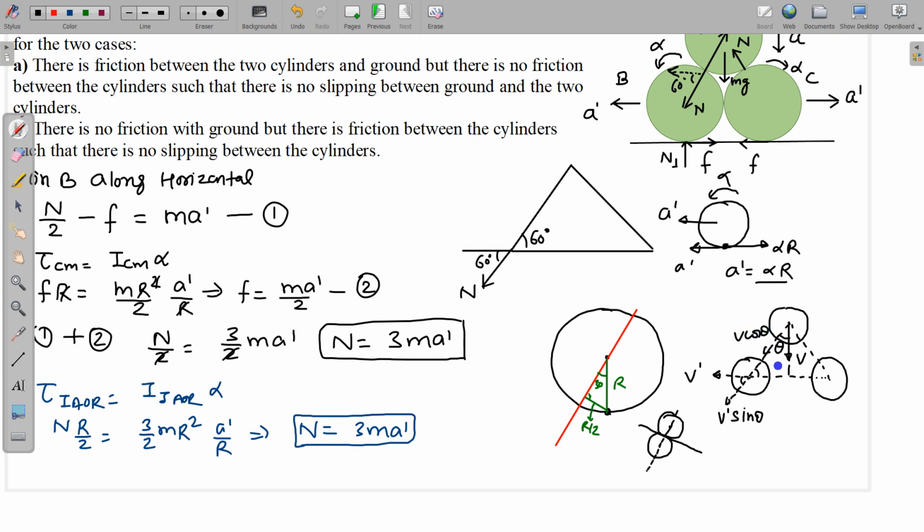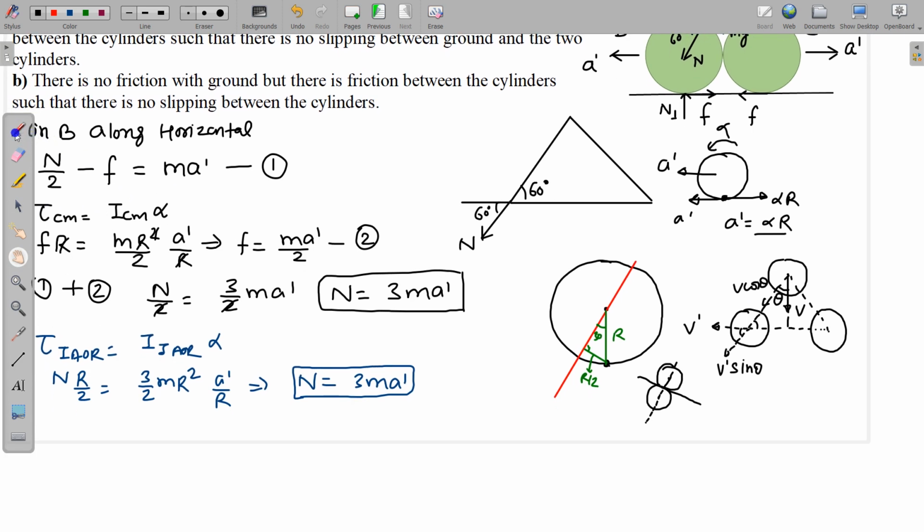And these two components should be equal from the rigid body constraint. There should be no relative motion along the direction normal to the contact surface. So we can write v dash sin theta is equal to v cos theta. So v dash is equal to v cot theta. This is the relation between velocities.